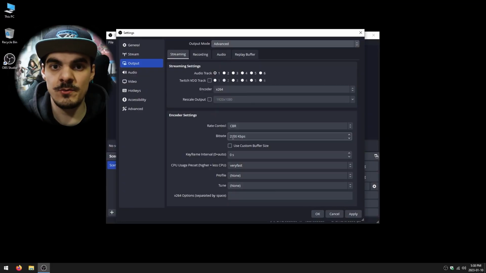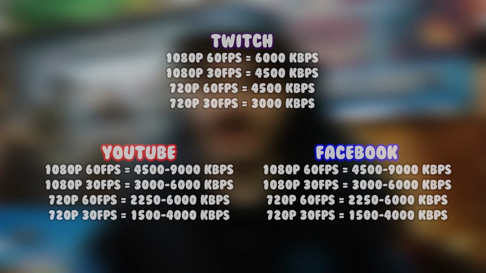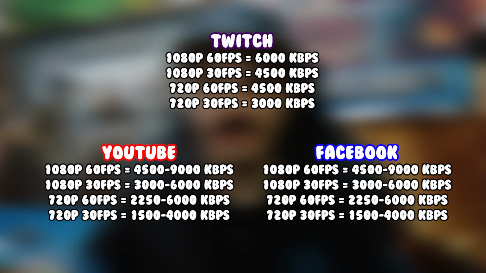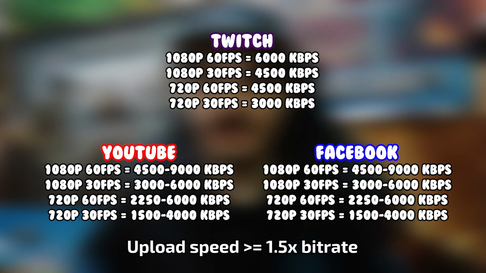Next, you want to set your bitrate depending on what resolution and frame rate you plan on streaming with. As a reminder, here are the different bitrates recommended by the different streaming services. You can find these recommended settings and more on their respective sites, which I've included a link to in the description. Also, don't forget that you want your upload speed to be at least 1.5 times the bitrate you selected.